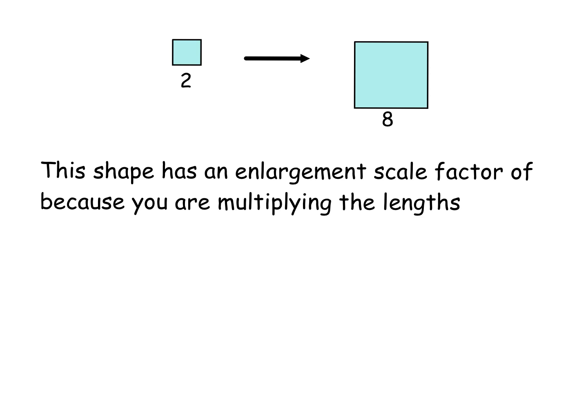Let's have a look at another one. This time I have a square going to a bigger square. If you look at the connection with the sides, I have multiplied the sides by 4. So this shape is said to have an enlargement scale factor of 4 because I'm multiplying the lengths by 4. One thing that it should have said up the top of this slide is that these squares are mathematically similar. But in fact, all squares are mathematically similar, so I didn't necessarily need to write it that time.